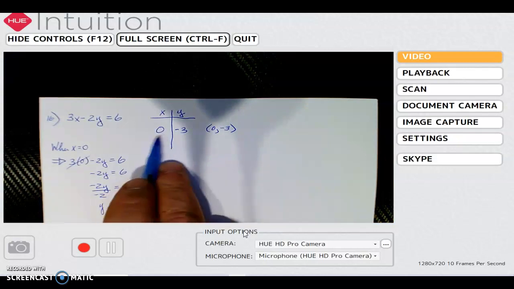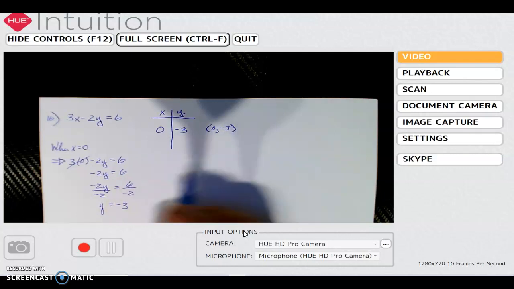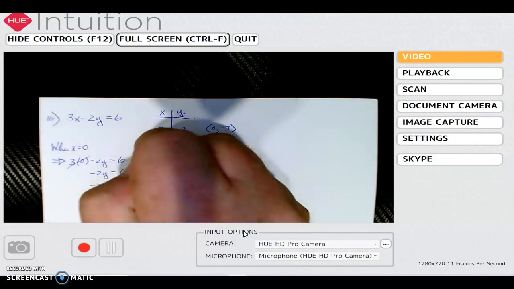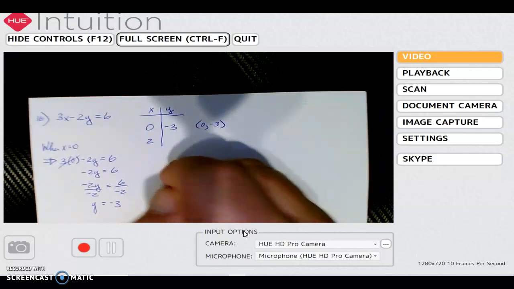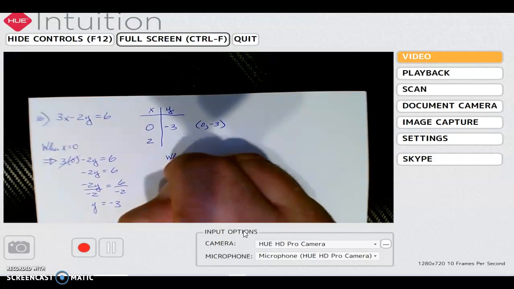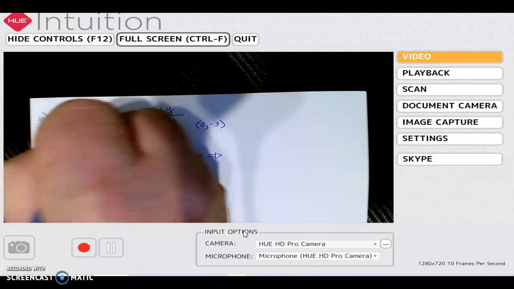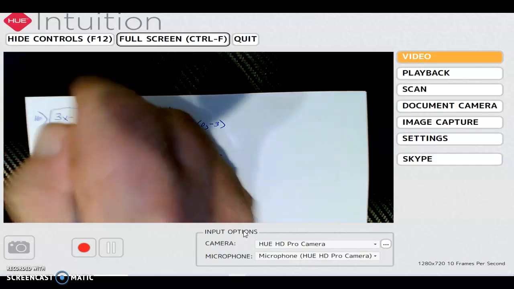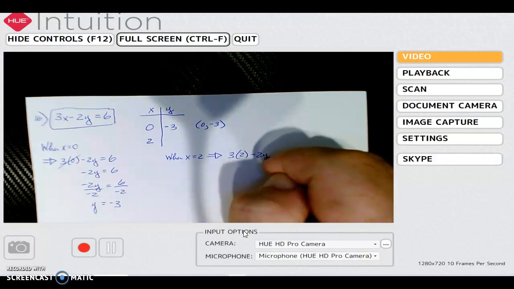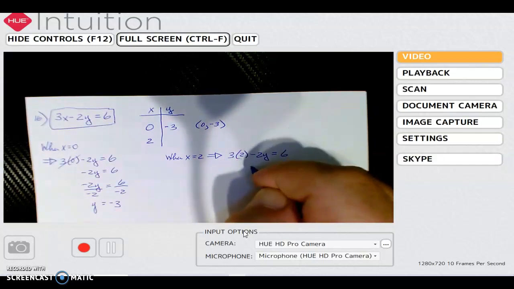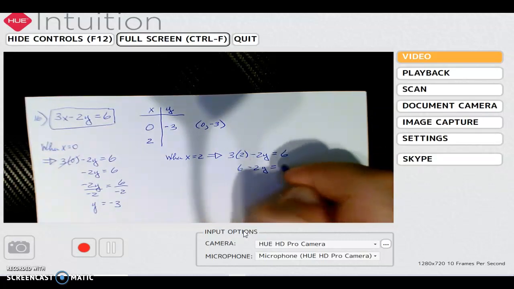And then just pick any other value of x that you like. Sometimes 1 will work, 2, maybe I'll pick 2. And you really only need 2 points. So let me do it here. When x equals 2, then we go back to the equation and substitute x is 2. So we have 6 minus 2y equals 6.